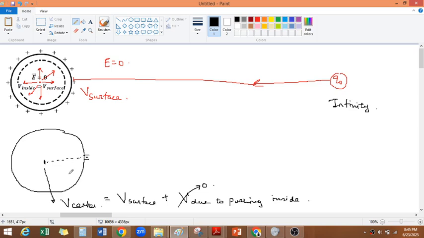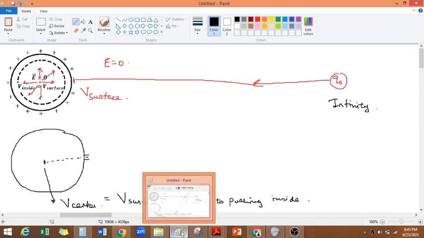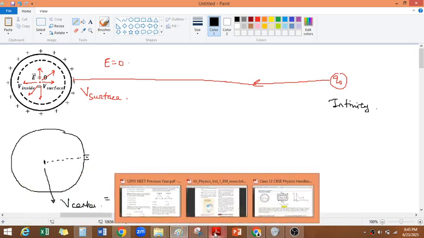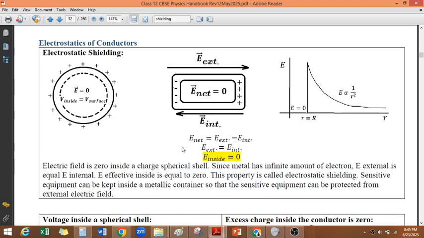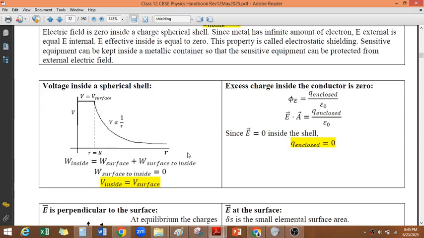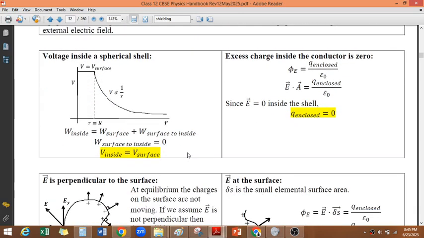Okay, so read this handbook. I think it will make more sense. As I said, some of the things which are missing in your textbook, you have to study in the handbook. So the handbook will be like a quick reference guide. So here, look: work done to bring it to the surface plus work done from the surface to inside. Work done from surface to inside is 0. So work done inside is equal to work done on the surface. So V inside is equal to V surface.